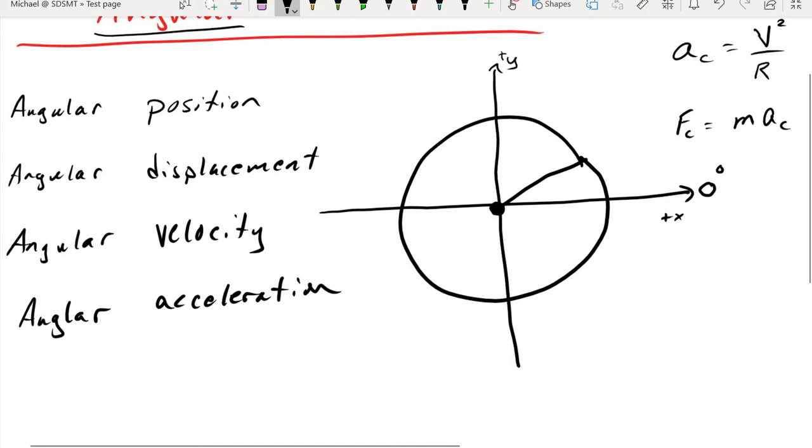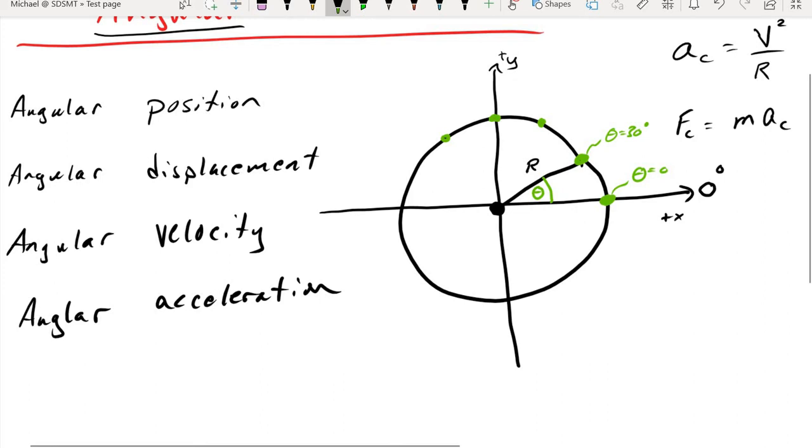Every point is the same distance r. But the only way that we're going to be able to distinguish between different points along the surface of this circle is to start measuring angles. Every position on the surface of our circle can be defined using some angular measure. In this case right here, we could say theta is equal to 0. Right here, we might say theta is equal to 30 degrees.